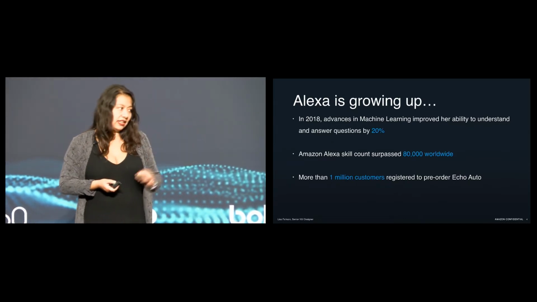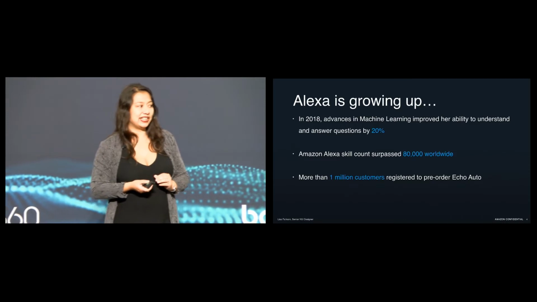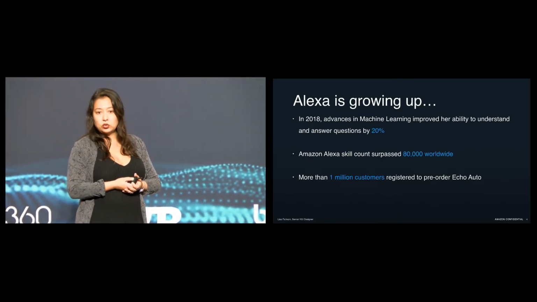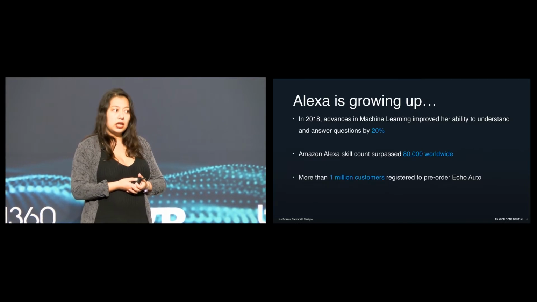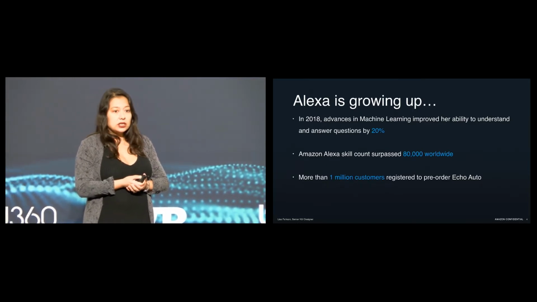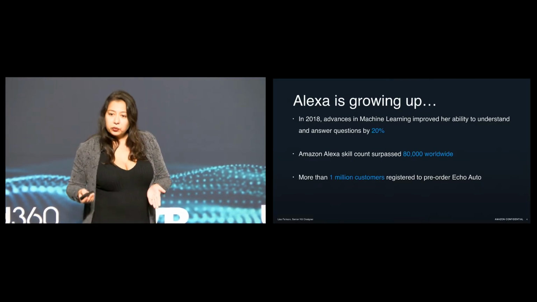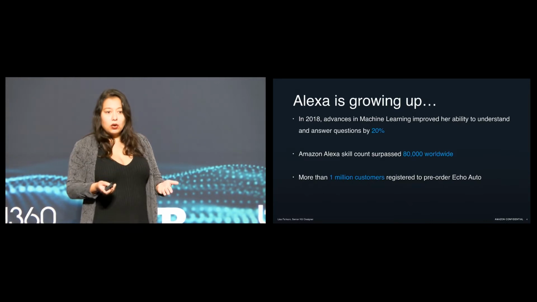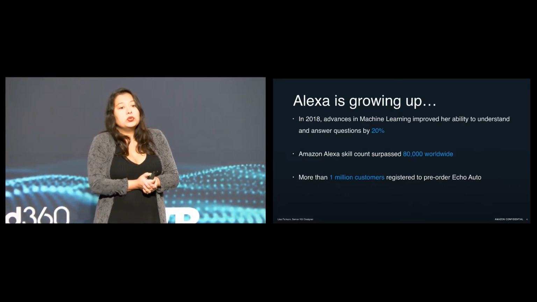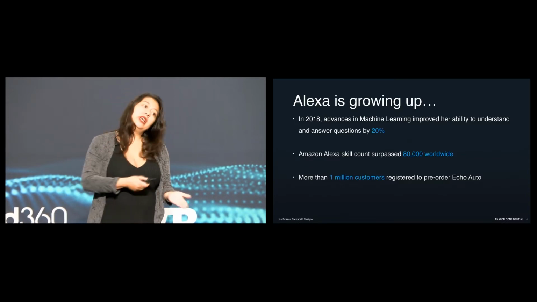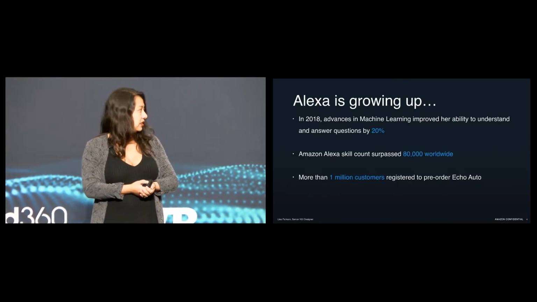Alexa Skills, Noel actually is a prize-winning skill dev, is over 80,000 worldwide, so that's including the other countries outside the US. And when I talk about being Alexa everywhere, moving out of the home into the car and mobile, we announced Echo Auto. There were over 1 million people who just pre-ordered to have Alexa brought out of their home and integrated into their car as a device.